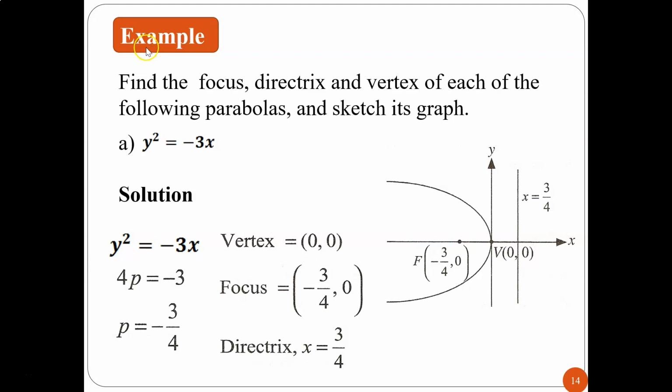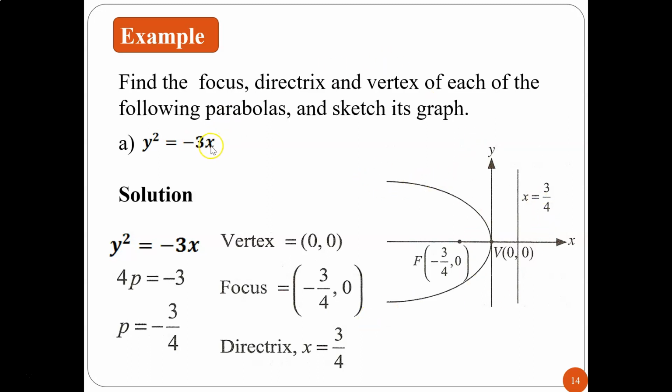Okay, let's see more examples. Find the focus, directrix, and vertex of each of the following parabolas and sketch its graph. You have the equation of the parabola y squared equal to negative 3x. Since you see that we have a negative sign over here, you have an idea that your graph will open to the left, right? So it looks roughly like this.